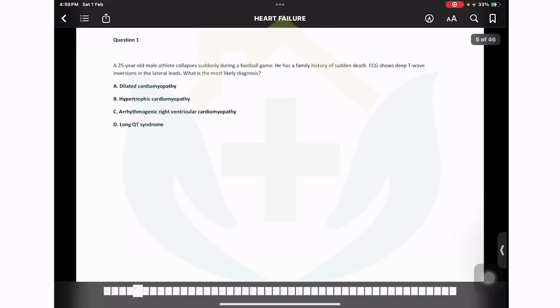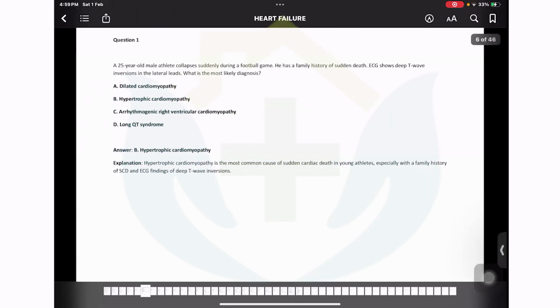So there is a 25-year-old male who is an athlete and collapses suddenly during a football game. He has a family history of sudden death. ECG shows deep T wave inversions in lateral leads. So what is the most likely diagnosis? Hypertrophic cardiomyopathy. Very good. So this is hypertrophic cardiomyopathy.